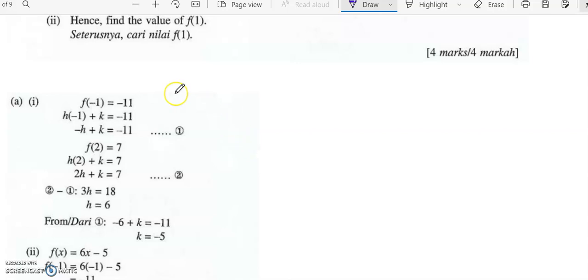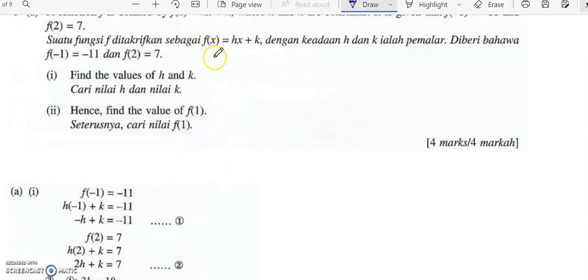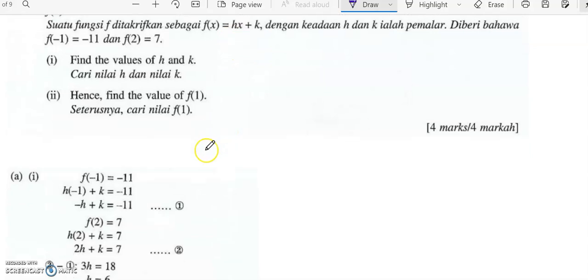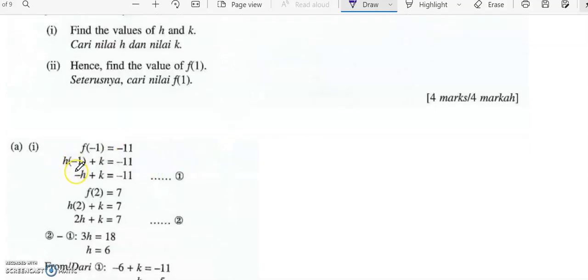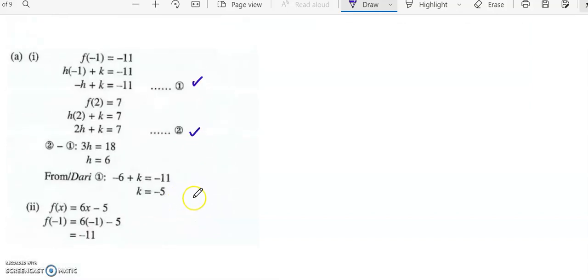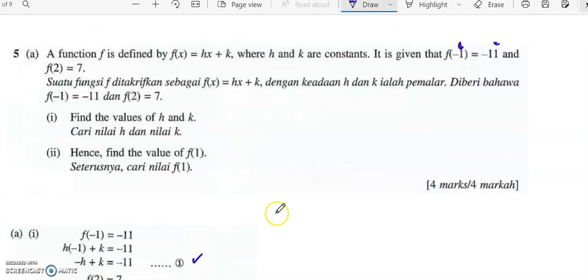So this means that when you put in x equals -1, you will get the value y equals -11. So you take the function hx plus k, and then you substitute -1 into x, and then you will get the first equation, and then you get the second equation. Then you do the simultaneous equation, either substitution or elimination. Then you will get k equal to -5 and h equal to 6.